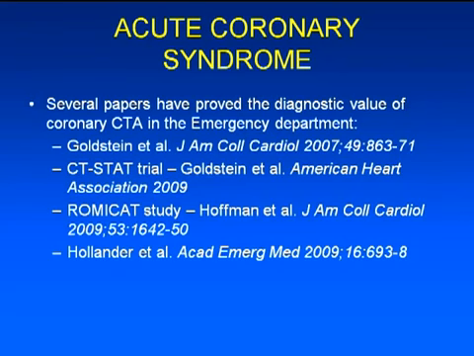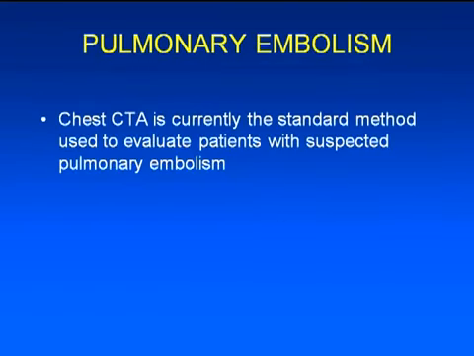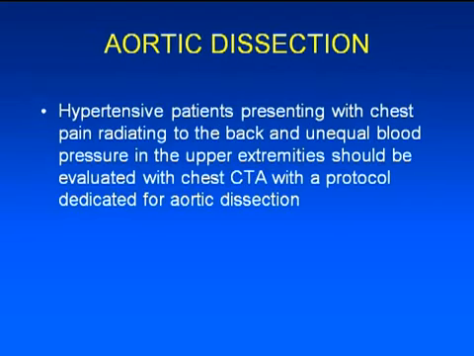For pulmonary embolism, as we all know, chest CTA is the standard method used to evaluate these patients. The same thing with aortic dissection. If you have a hypertensive patient with chest pain radiating to the back and unequal blood pressures in the upper extremities, you should go ahead and do a chest CTA with a protocol for dissection.